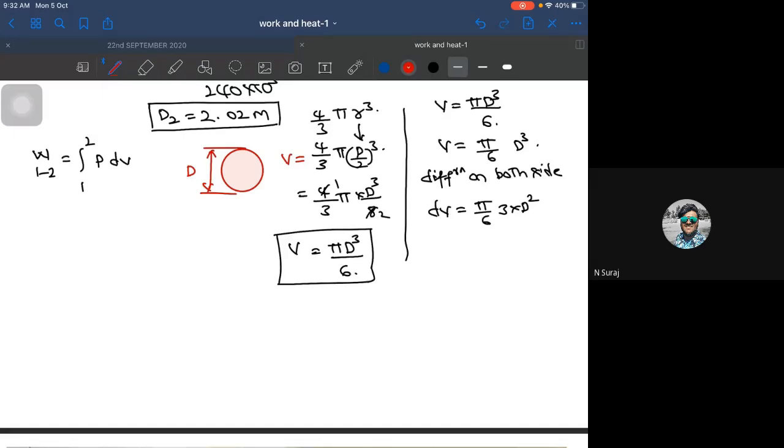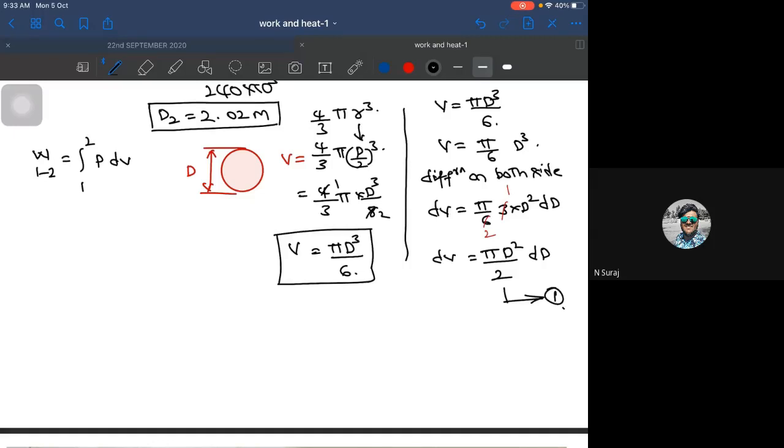So I can cancel this 1 times and 2 times here. Okay. So dV is equal to what? Pi d square by 2 dd, because you are differentiating with respect to d there. Okay, I can take this particular equation as equation number 1.